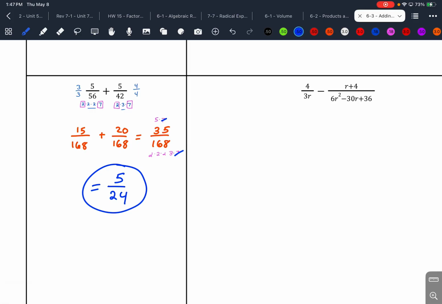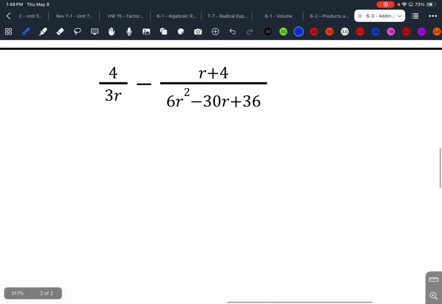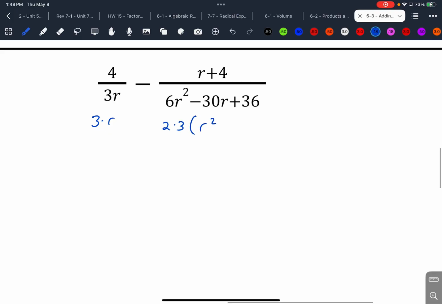Okay, so here's going to be a similar one where there's going to be a common denominator or a common factor. So this is 3 times r. Here, a 6 can come out. So I'm going to factor out a 6 as 2 times 3, being left with r squared minus 5r plus 6. So that is 2 times 3 times r minus 6, r plus 1.